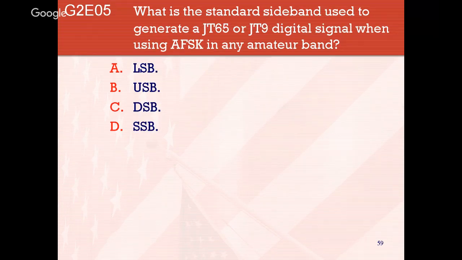What is the standard sideband used to generate a JT65 or JT9 digital signal when using AFSK on the amateur band? USB, upper sideband. RTTY is the only exception, apparently, in this case, using lower sideband.